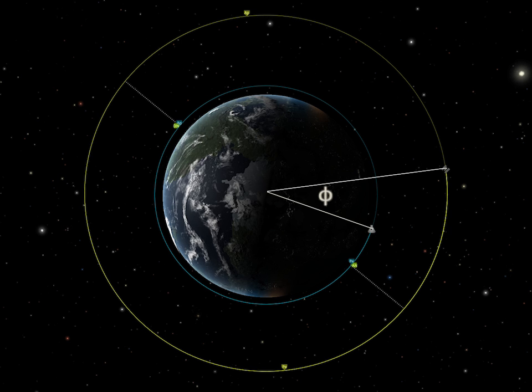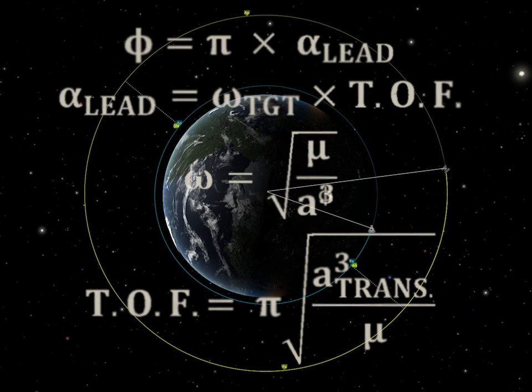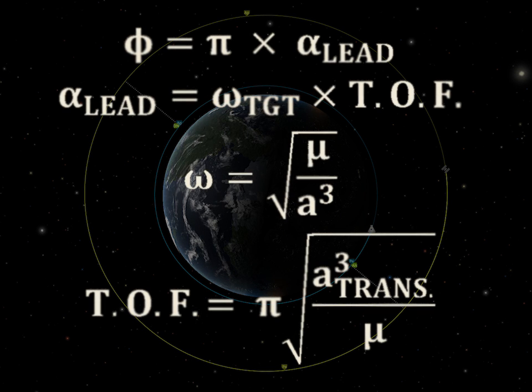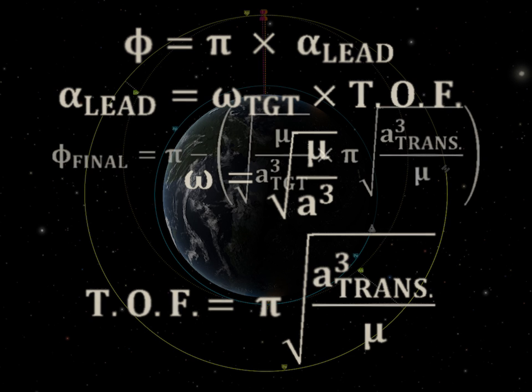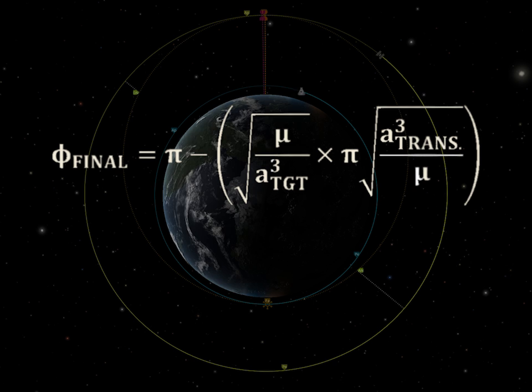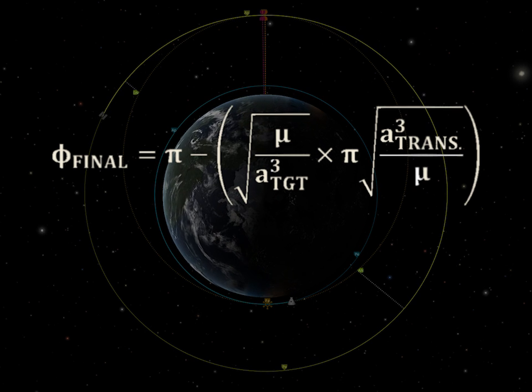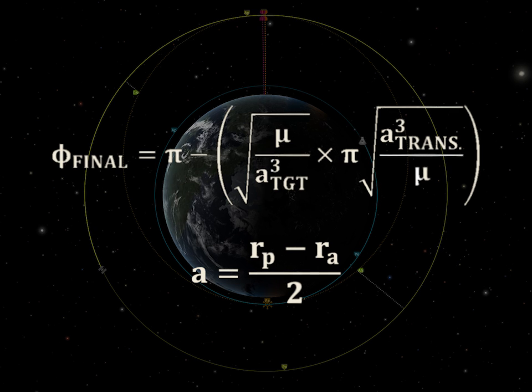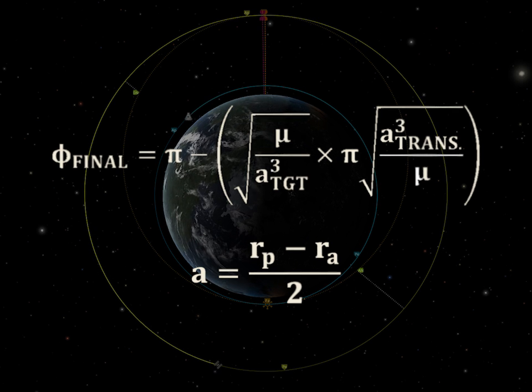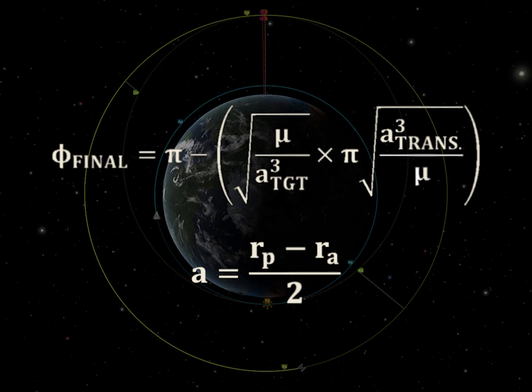The phase angle is the angle between the intercepting spacecraft and its target. The phase angle must be a specific value for the rendezvous to occur. This value is given by combining these 4 equations. This introduces a new term, the semi-major axis. This is calculated by the following equation, where Ra is the radius of the apoapsis and Rp is the radius of the periapsis.